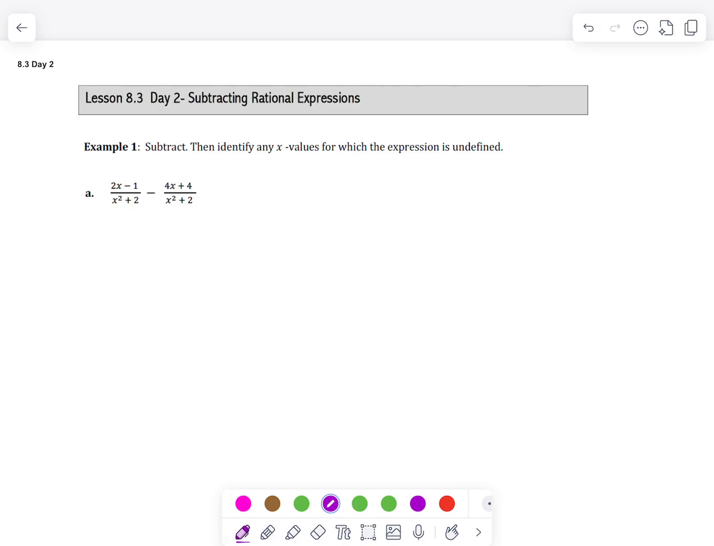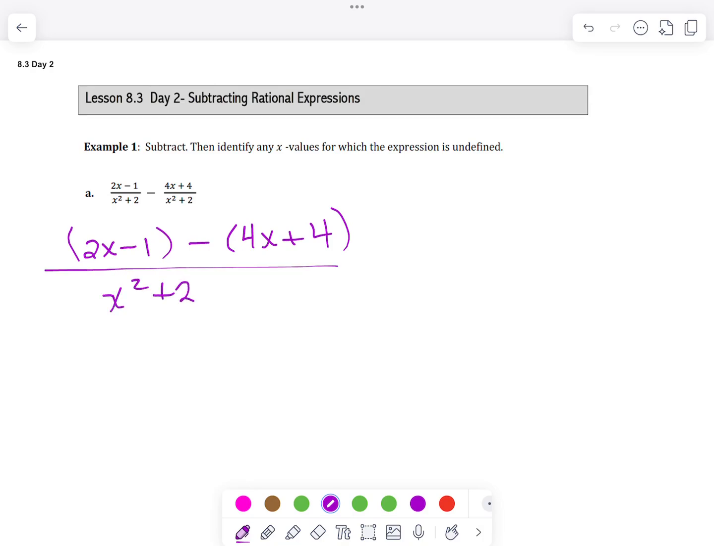So what we do is we go ahead and combine the numerators. So 2x minus 1 minus 4x plus 4. And then we keep that denominator, x squared plus 2. Now we're going to go ahead and simplify the numerator. So we are going to drop the first parenthesis, so 2x minus 1. And then we're going to distribute that negative 1 into the second binomial. So we now have a minus 4x and a minus 4. The denominator still stays the same.